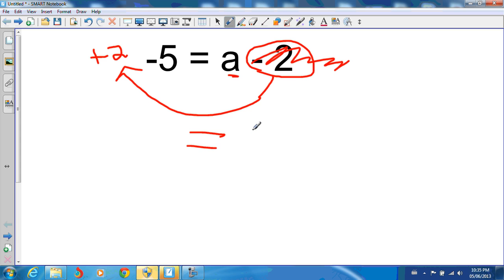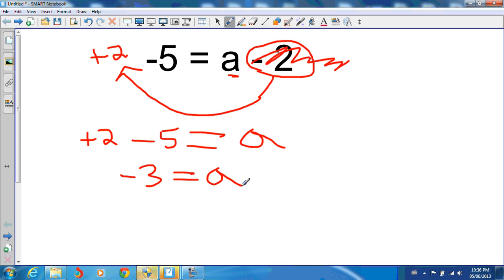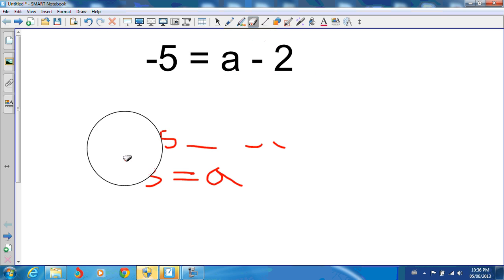So you're left with a on this side and negative 5 on this side, but don't forget you've got plus 2. Now if you look at 2 take away 5 on this side, it's going to be negative 3 equals a. And that's your answer for a. So that's one way to look at it.